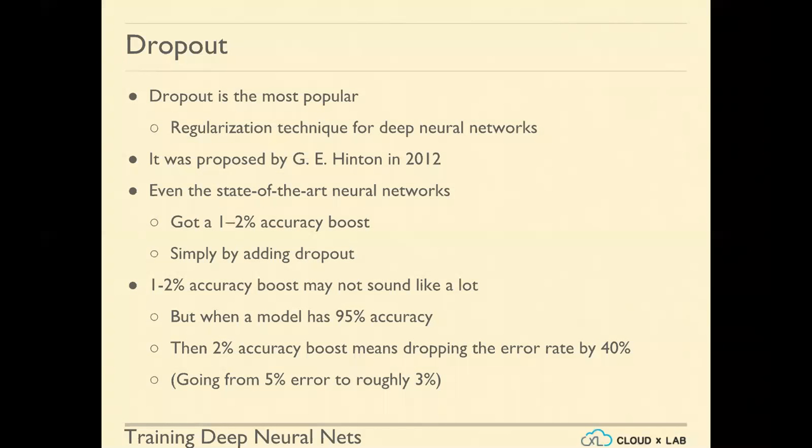It was proposed by G.E. Hinton in 2012. Even the state-of-the-art neural network got a 1 to 2% accuracy boost simply by adding dropout. 1 to 2% may not sound like a lot, but when the model has 95% accuracy, a 2% boost means dropping the error rate by 40%. If you already have a model with 95% accuracy and increase it by even 1%, that's huge. Increasing it by 2% is like the error going down from 5 to 3%. So a 1 to 2% accuracy boost is great when it comes to machine learning.